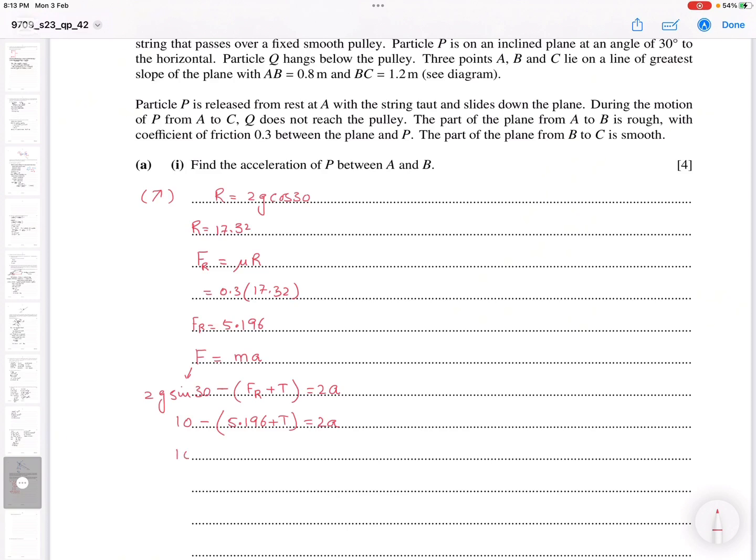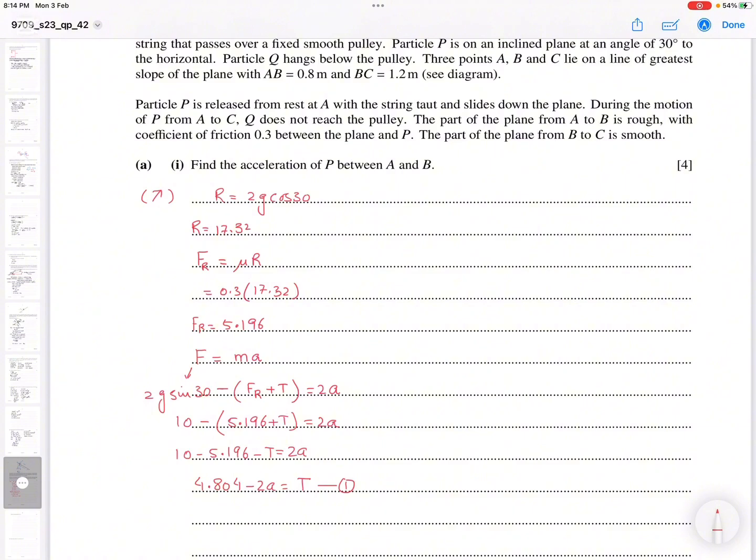Now 10 minus 5.196 minus T is equal to 2a. If you further simplify it, you will get 4.804 minus 2a is equal to T. This is my first equation.